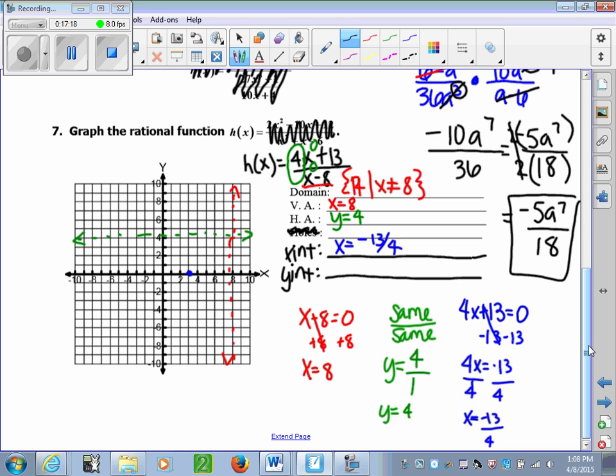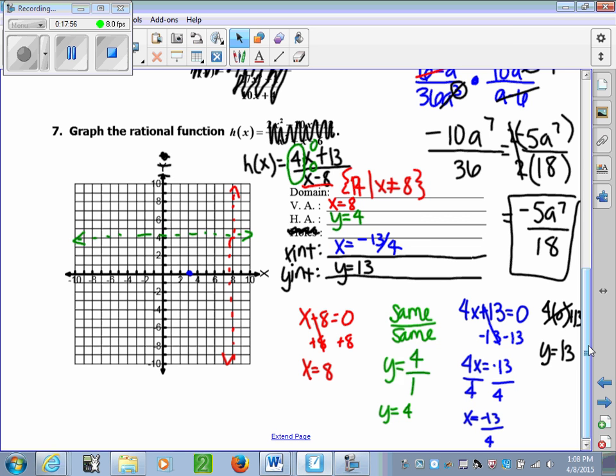Alright, last one, y-intercept. I know I'm on my y-axis, or my y-intercept, when my x is 0. So I'm going to plug 0 in for x. So I have 4 times 0 plus 13. And I just solve. So 4 times 0, that goes away. So my y-intercept is y equals 13. Okay. Which is actually off this graph, but it should intersect somewhere up there.